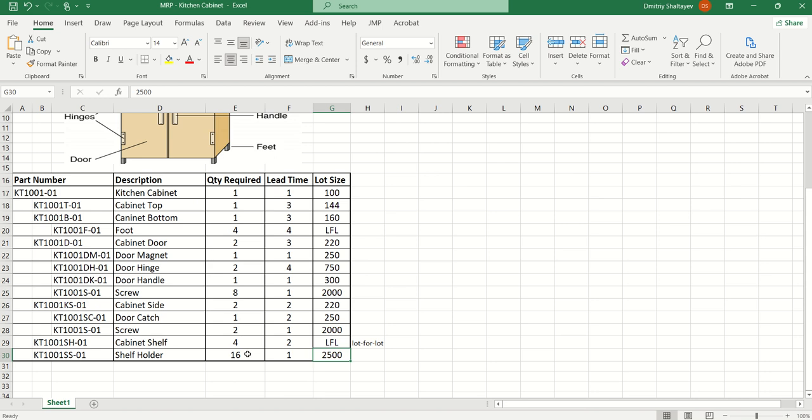1 week, 2,500 units, and the quantity required 16. The reason is I have 4 shelves. Each shelf requires 4 supports, right? So 4 shelves times 4 supports, that's 16 per 1 CD cabinet, okay?